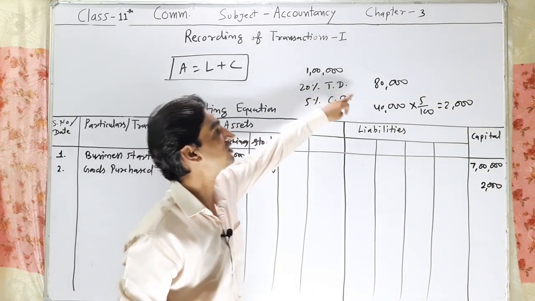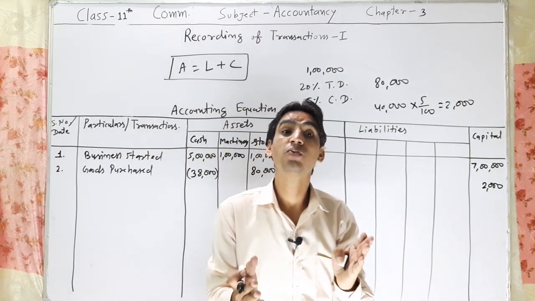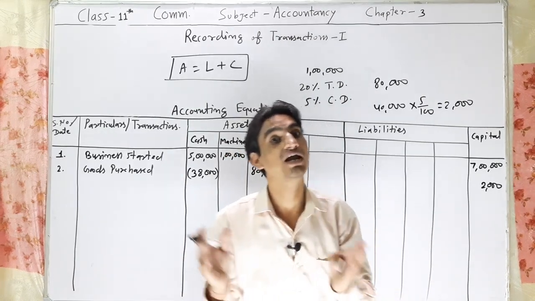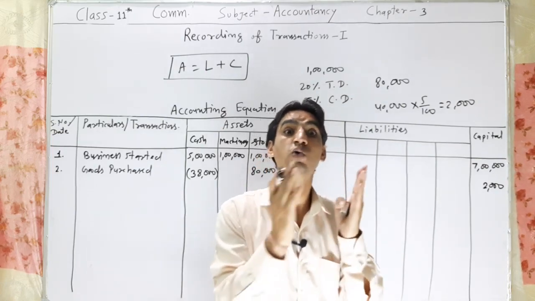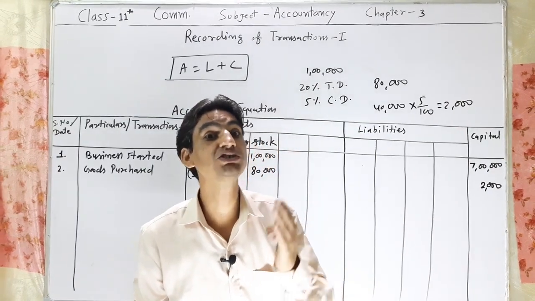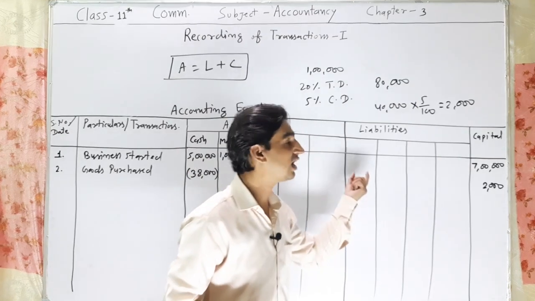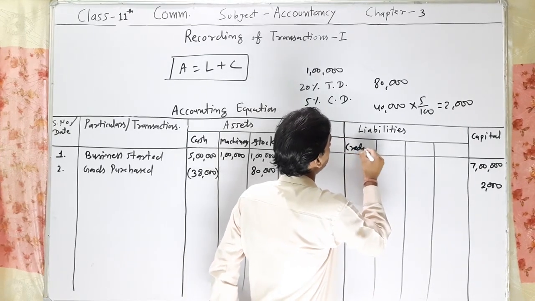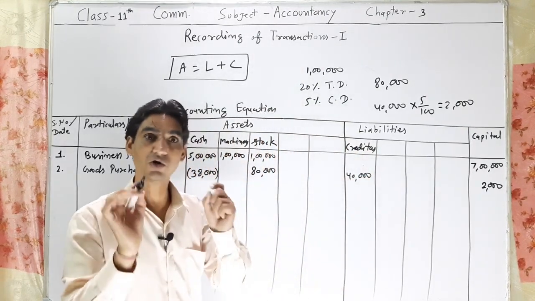The remaining 40,000 balance, now we have not paid yet. That will be a liability for us. In future we have to pay. The persons from whom goods and services are purchased on credit are known as creditors. So our liability is created by the name of creditors, by rupees 40,000. I hope you understood.